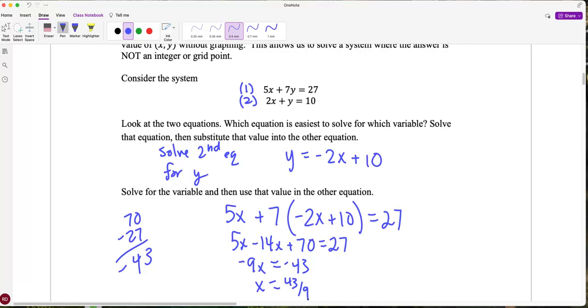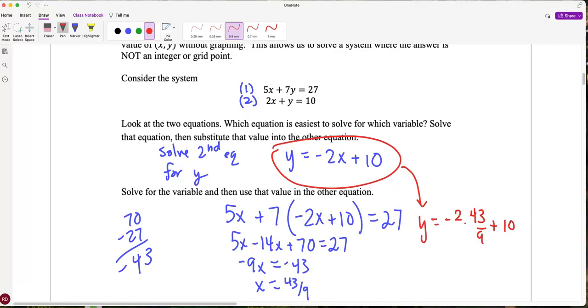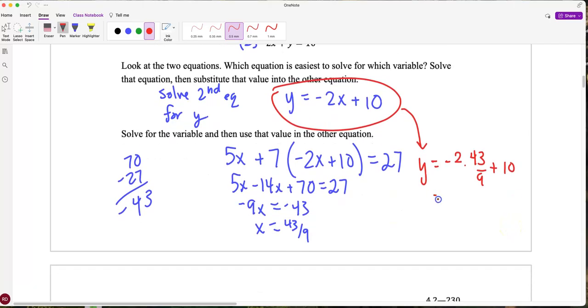So now what I want to do, I need to figure out y. The easiest place to go is an equation that was already solved for y, and now let's figure out what y has to be. So y has to be negative 2 times 43 over 9 plus 10, okay? So this is what? Double that, you get what? Negative 86 over 9 plus, I'm going to write this as 90 over 9, right? So this is what? 4/9.